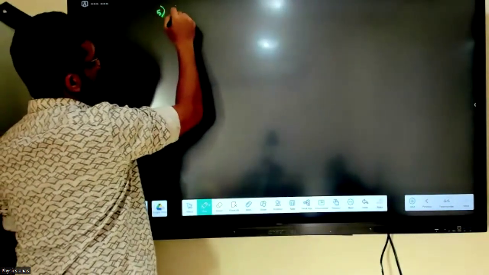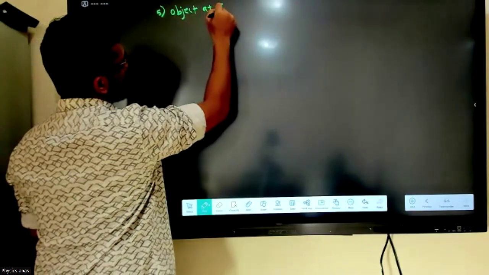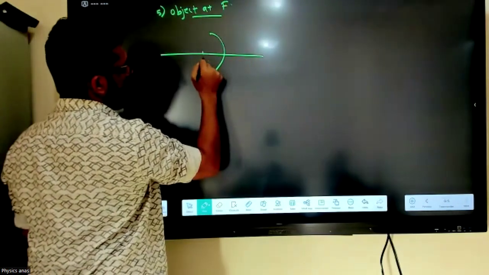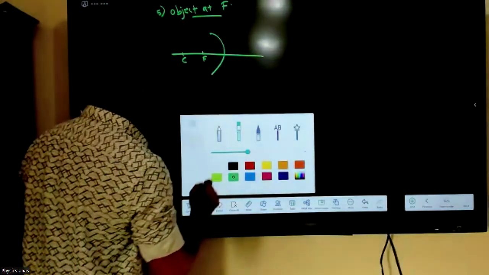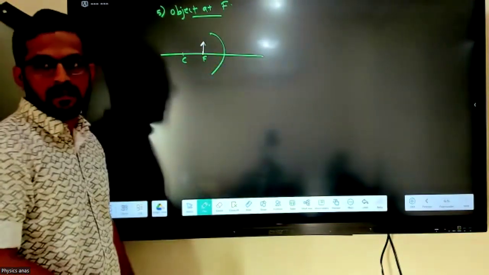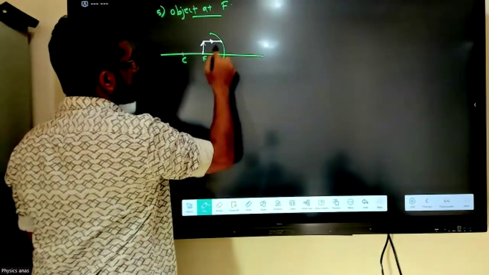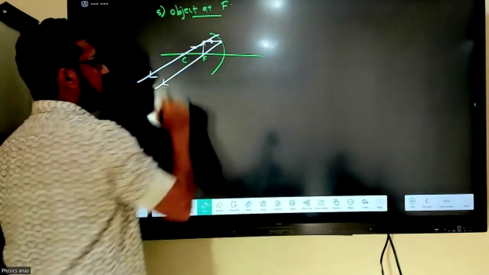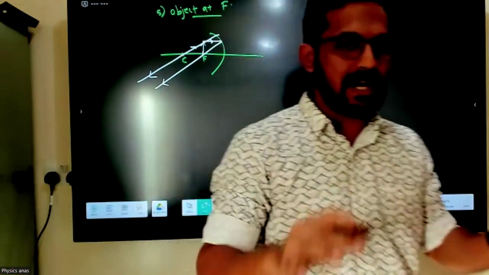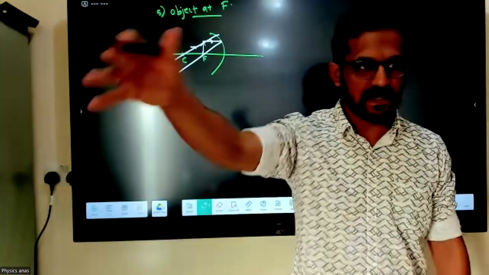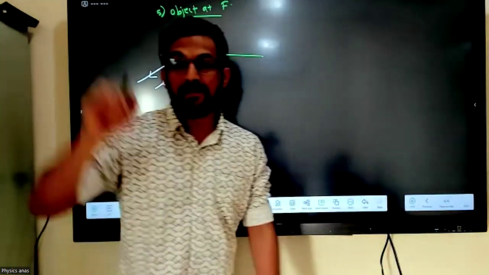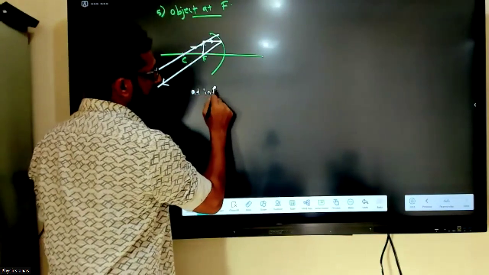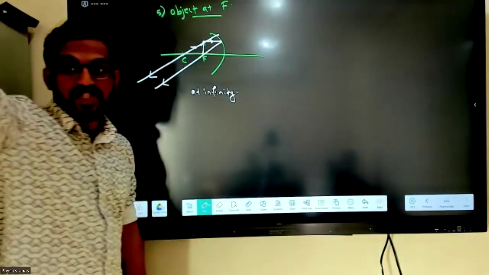Now our fifth one, object at F. What will happen if we place the object at F? If the object is at F, what will be the image? The light ray will be like this. The first light ray will be like this. The second light ray you can draw like this. The second light ray is parallel to the first light ray, so they will meet at infinity. The position of the image will be at infinity.